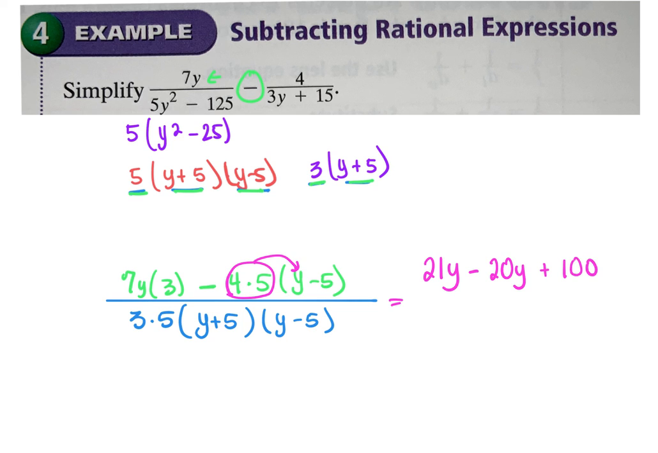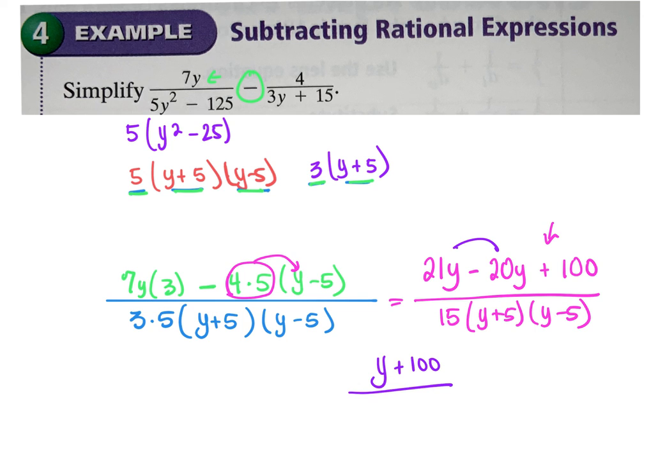This is the biggest mistake right here. Over, you can leave this, 15, y plus 5, y minus 5, or they may have done y squared minus 5 if you see it, but you don't have to. Combine your like terms. These two are alike. So I have y plus 100 over 15, y plus 5, y minus 5. All right. So subtraction is the same. Just pay attention to that distribution of the negative. The biggest mistake is not distributing it through when you have a binomial on the other side of it.